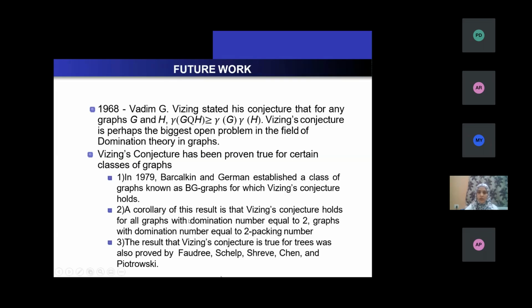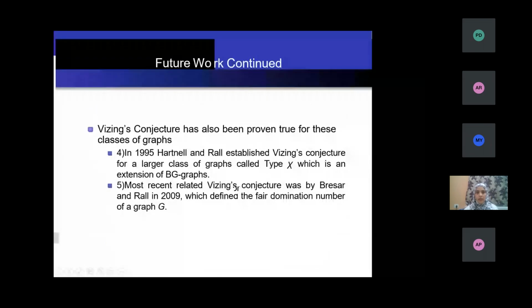The corollary of this result is that it holds for all graphs with domination number equal to 2, and graphs with domination number equal to 2-packing number. Then in 1995, Hartnell and Rall established Vizing's conjecture for a larger class of graphs called type X, which is an extension of BG graphs. The most recent result related to Vizing's conjecture was by Brešar and Rall in 2009, who defined the fair domination number of a graph G. So this can be done as future work for all the new researchers.